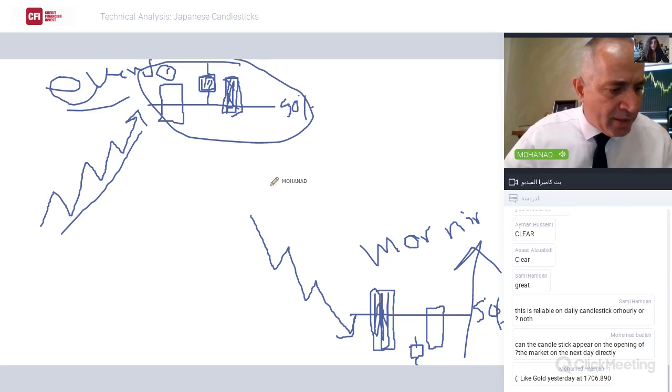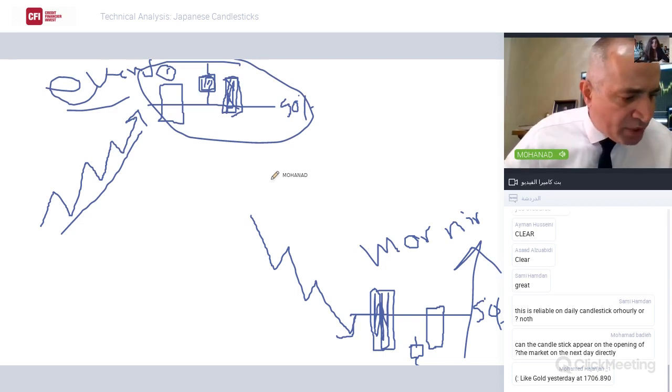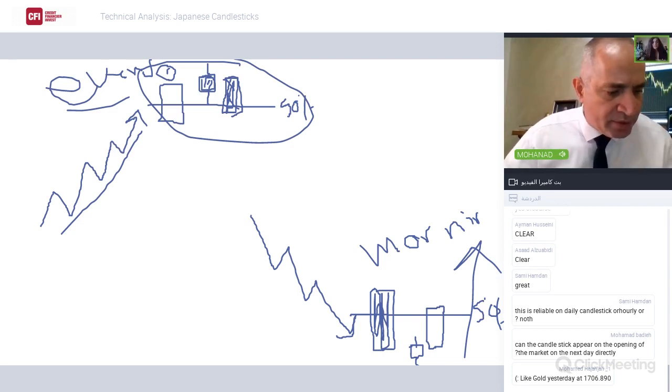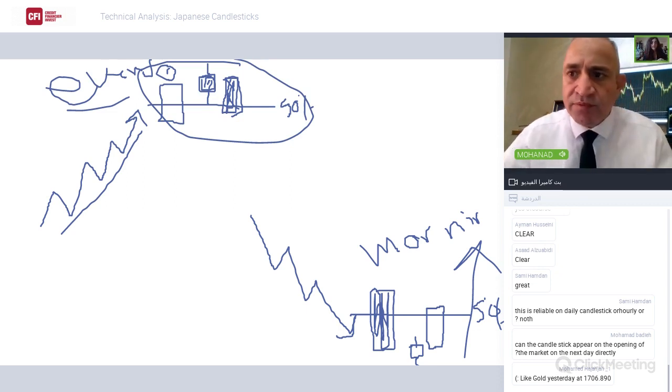Perfect. So these are the two patterns of reversal triple candlestick patterns, the evening star and morning star. Let's take an example before we move to the continuation.